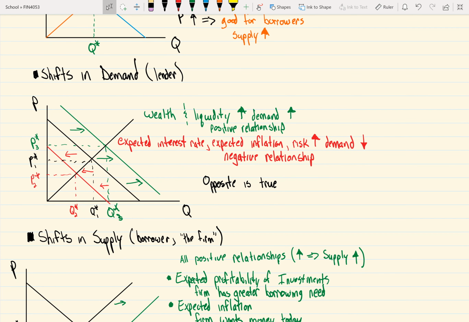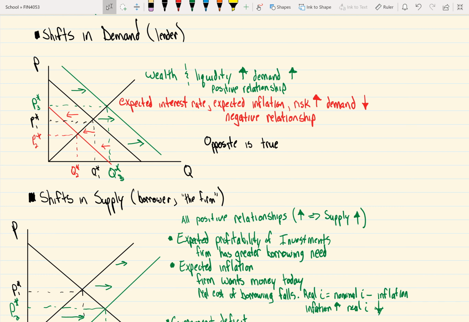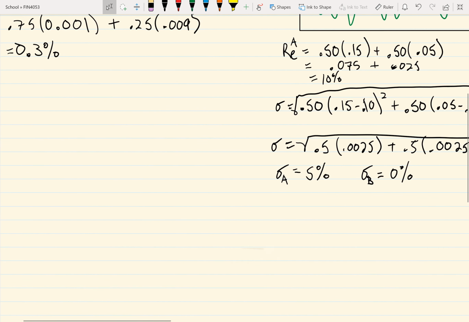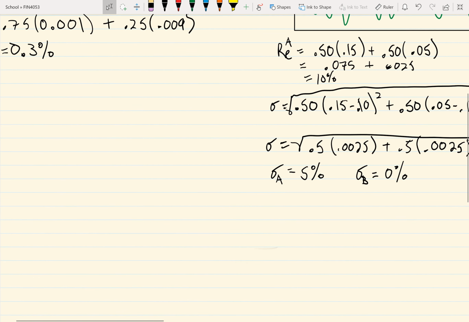And like I said, the logic behind the expected interest rate is what I just went over with the premium and discount bonds. And it's similar logic for inflation. And for risk, it's generally assumed in the literature that investors are risk averse in financial decisions, so that's why that's true. And that kind of goes back to this picture.